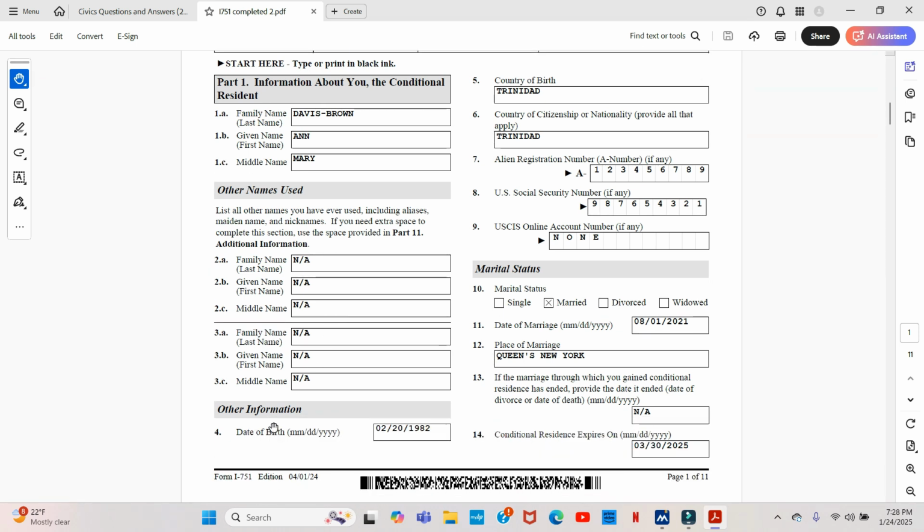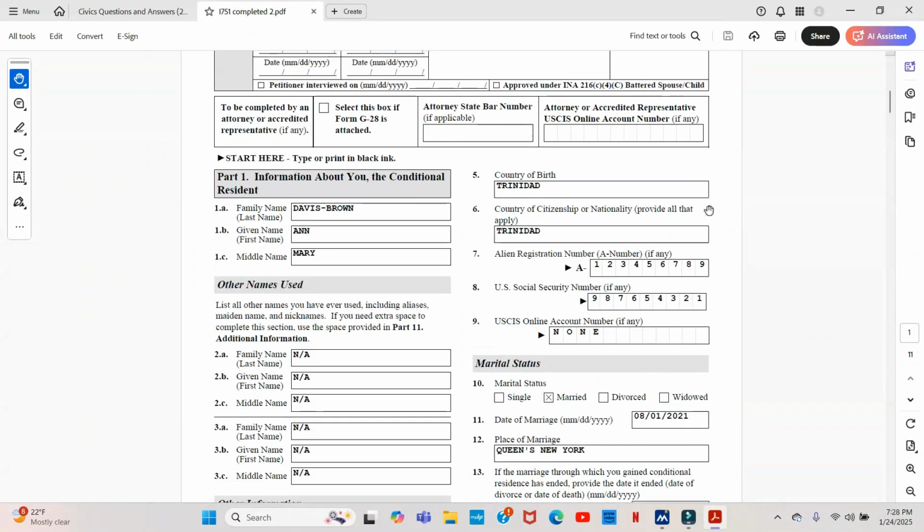Other information, date of birth. So this is the date of birth of the applicant. Remember the format: 2-digit month, 2-digit day, and 4-digit year. Continuing.